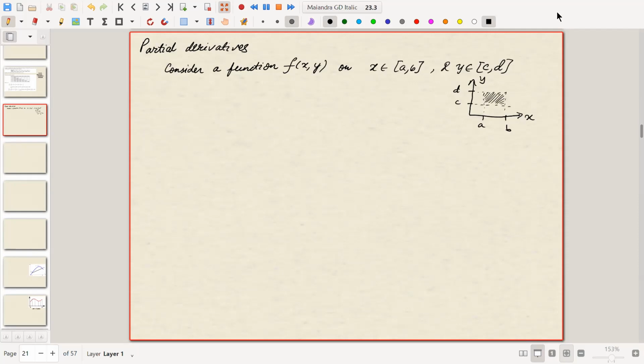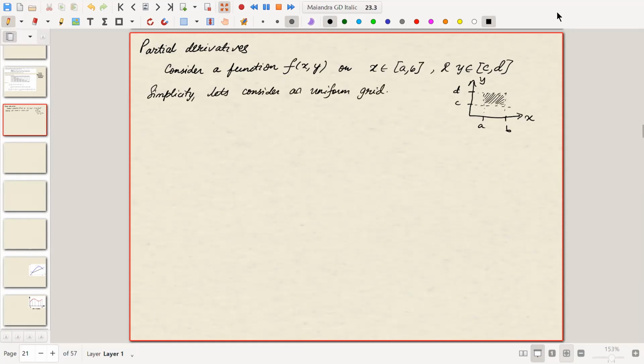So for simplicity, when we discretize the x-axis, it will be equally spaced and the y-axis also equally spaced. So for simplicity, let's consider a uniform grid. Very soon you will see that we are going to discretize our data sets. So x_{i+1} minus x_i will be again delta x here. It's up to you how many points you want to take.